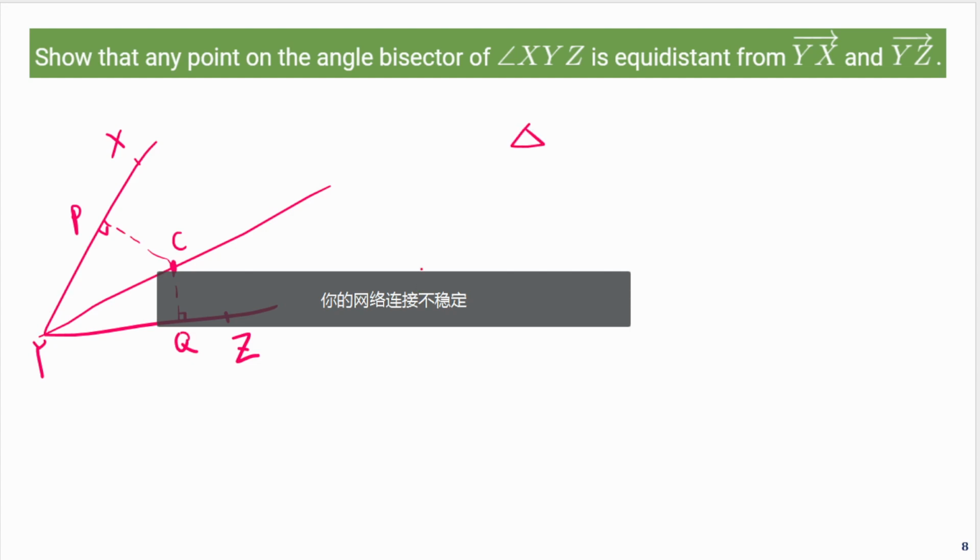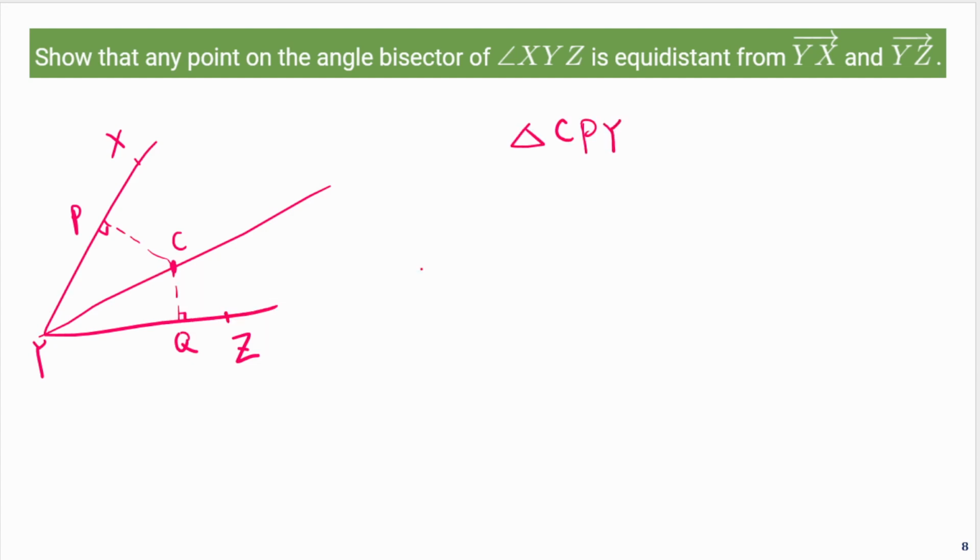Of course, this is obvious because we can easily prove triangle CPY is congruent to triangle CQY by AAS congruence, right? Therefore, corresponding sides are also congruent, so CP equals CQ. Therefore, any point on the angle bisector of an angle is equidistant from the sides of an angle.